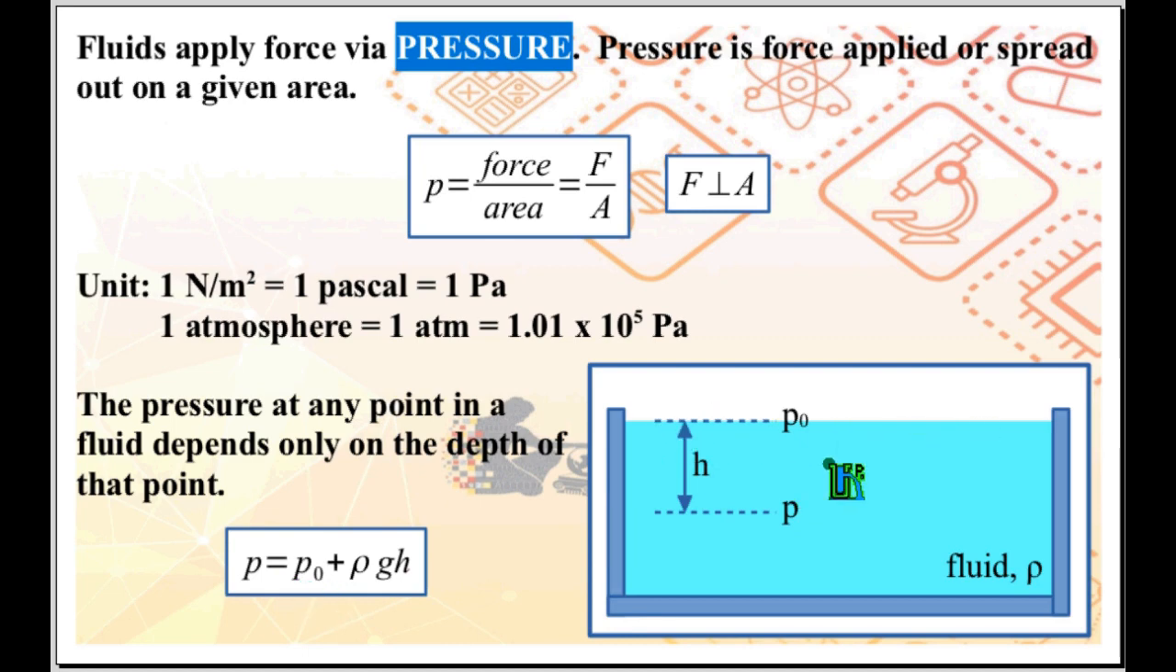surface of the fluid. Rho is the volume density of the fluid. And g, of course, is acceleration due to gravity magnitude, 9.8 meters per second squared. And h is the depth of the point in question. Pressure P at this point, P is equal to P naught plus rho g h.